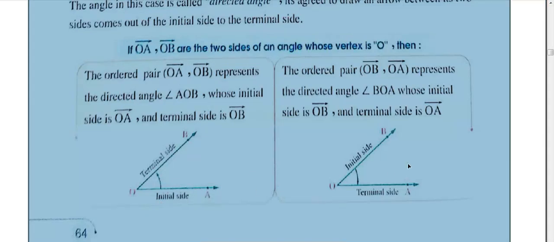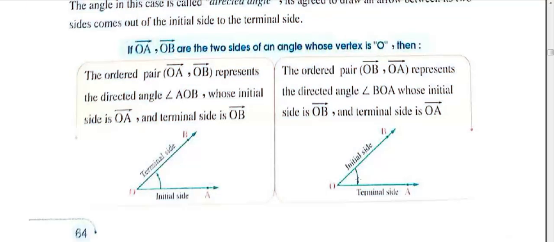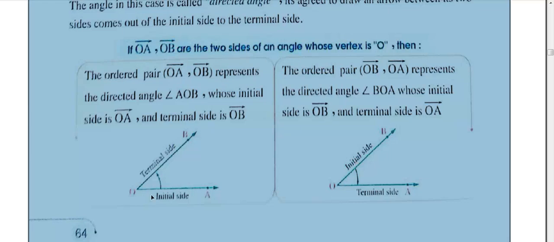Here is another figure. This arrow comes from OB to OA, so OB will be the initial side and OA the terminal side. So we must look at the direction of the arrow. Coming from OB, OB is the initial side. Coming from OA, OA is the initial side. It's easy for you, okay? And OB here will be the terminal side.